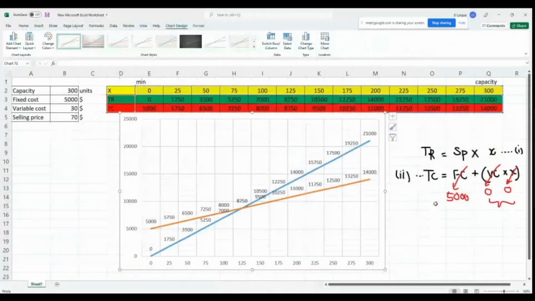Part 2 of the summary video concerning the CVP analysis. So in part one, basically, we understood a little bit of the dynamics of what we call the quantity produced and sold, total revenue, and total cost.